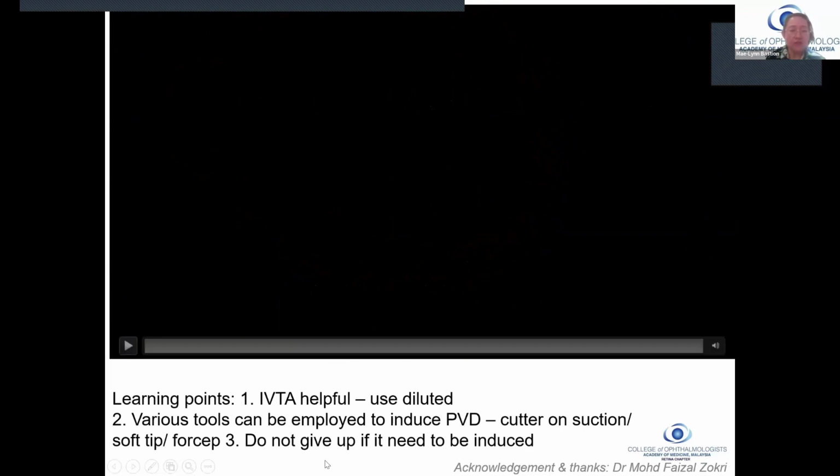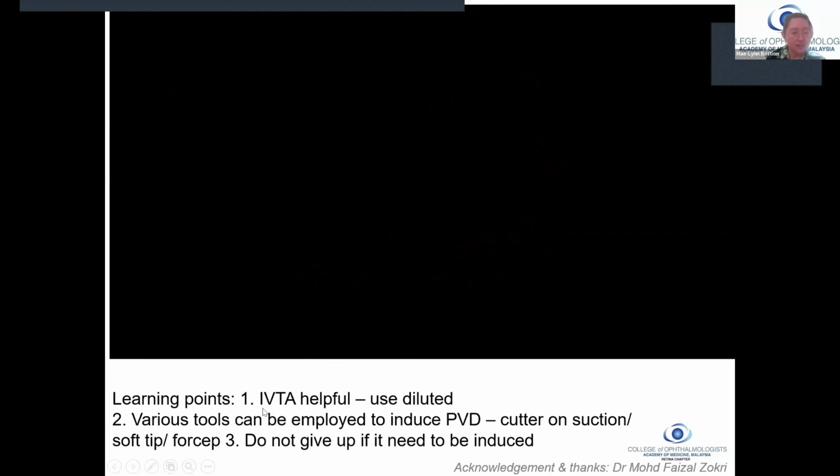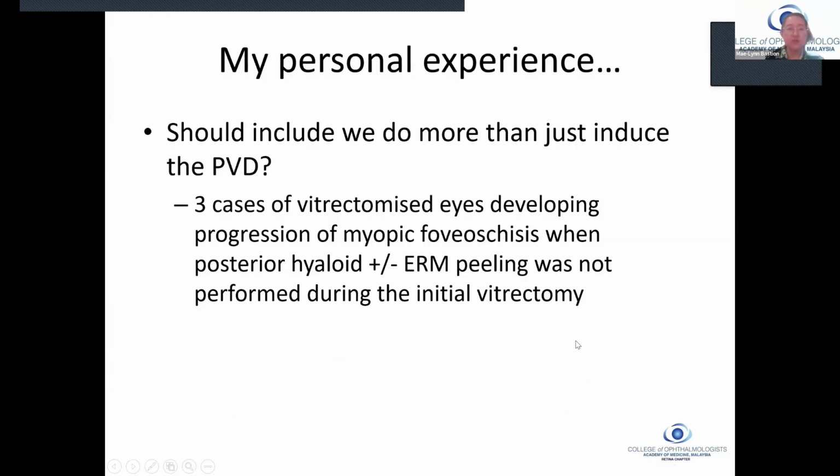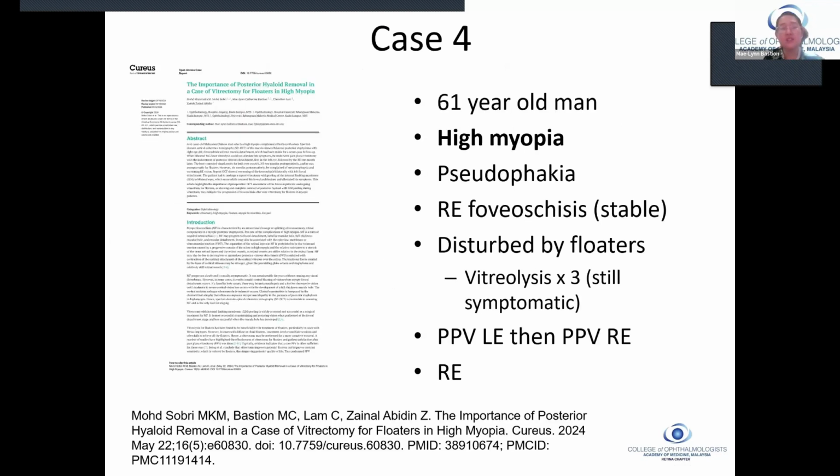So my learning point from this case is the usage of IVTA, and that various tools can be employed to reduce it, and do not give up if you really want to reduce it and the patient does not have any floaters afterwards. And should we do more than just induce the PVD? This is something which totally took me by surprise, having seen that people do just core vitrectomy, etc.